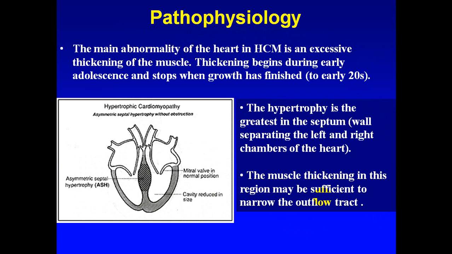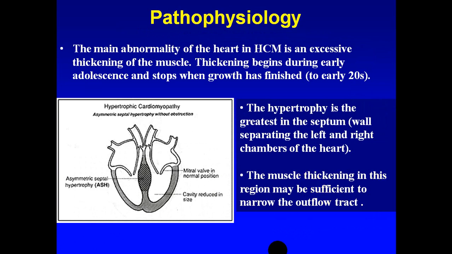So the main abnormality of the heart in hypertrophic cardiomyopathy is excessive thickening of the muscle. Thickening begins during early adolescence and stops when the growth has finished, in the 20s. The hypertrophy is greatest in the septum, the wall separating the left and right ventricle, in proportion to the free wall.